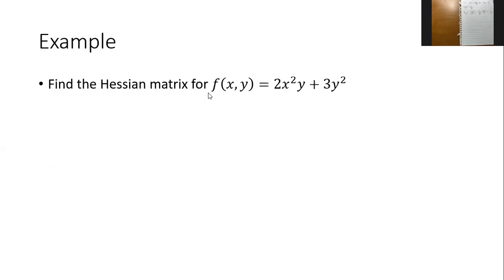What should I do? First of all, note there are 2 variables here. So H is the Hessian matrix. It's going to look like a 2 by 2 matrix, right? 2 rows and 2 columns. I'm going to write it here.